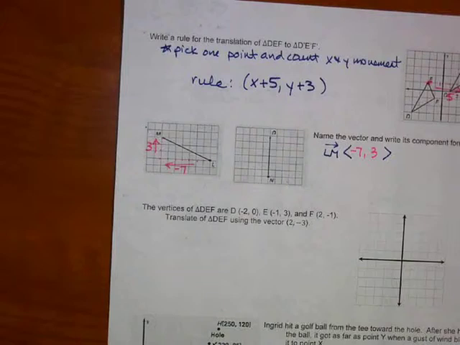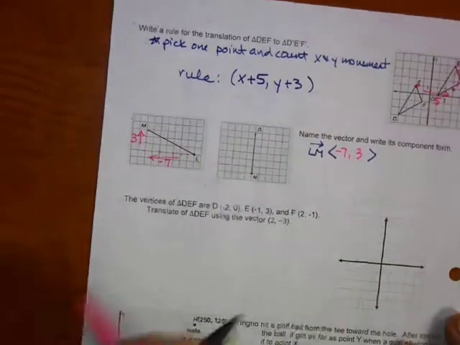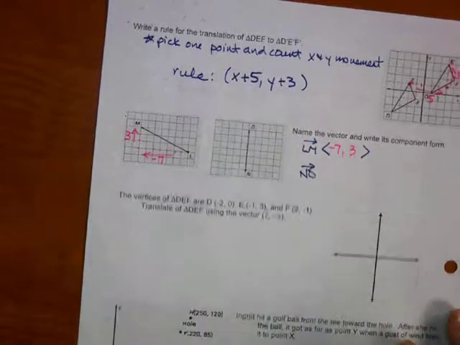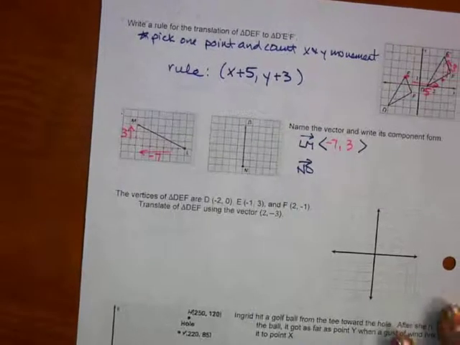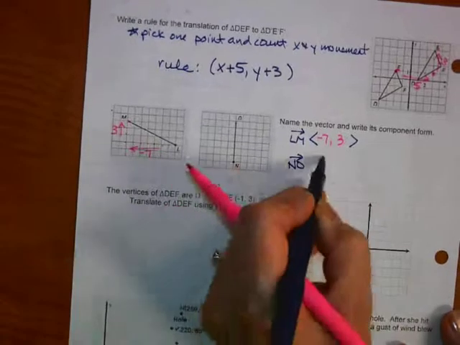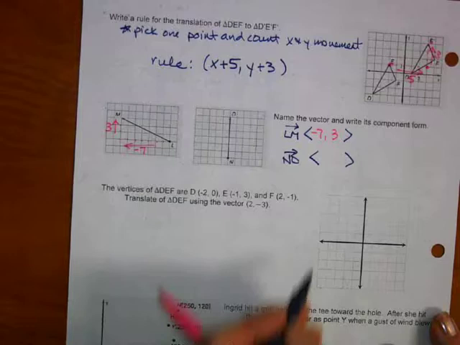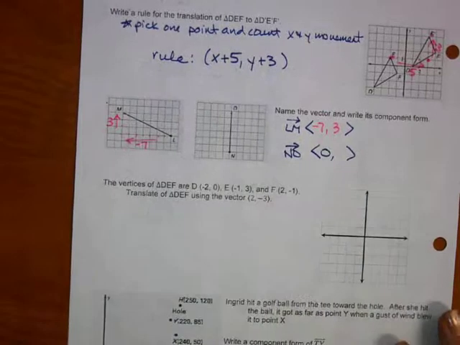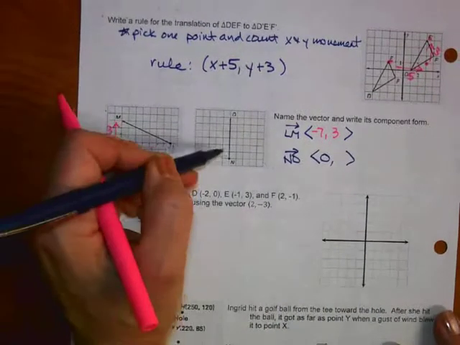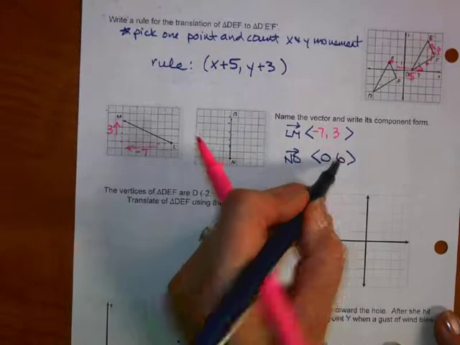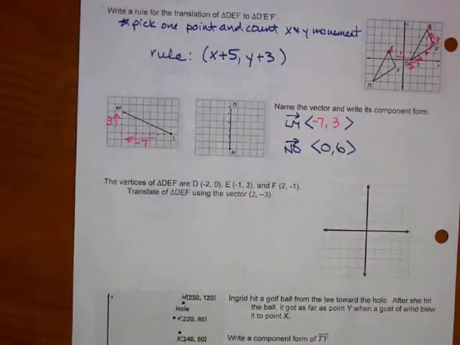All right, this is ray NO. Its components, let's take a look. Do we go anywhere left or right? So we put a 0. Left to right, there's no left to right movement. 1, 2, 3, 4, 5, 6, up. There we go. Vector NO. Whatever. Okay.